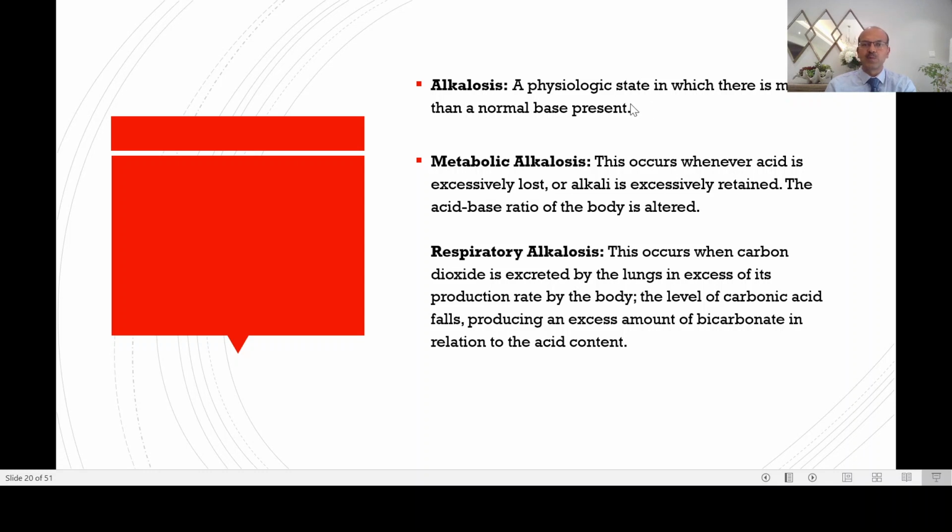Alkalosis is a state where there is more than a normal base present, and metabolic alkalosis occurs whenever acid is excessively lost or alkali is excessively retained. The acid-base ratio of the body is altered. This is most commonly seen in volume contraction, as with excessive diuretic therapy.